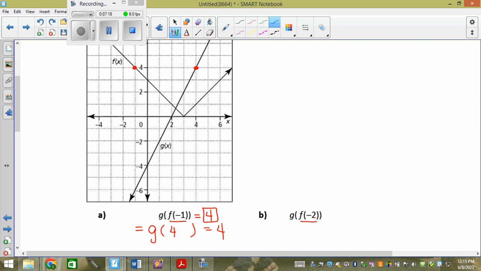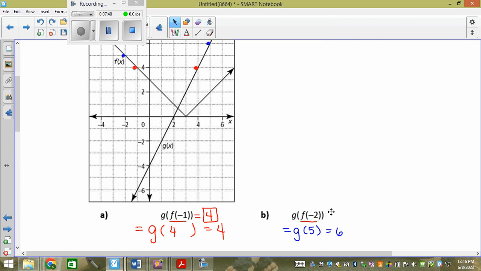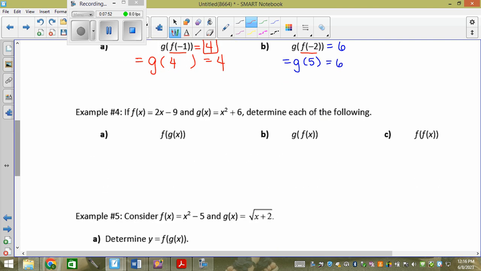Okay, then we do f of negative 2 for the next one. F of negative 2 is the answer 5. And then g of 5 is 6. So g of f of negative 2 equals 6. So once again, on the graph of g of f of x, at negative 2 I get 6. Okay, then we're going to go here.